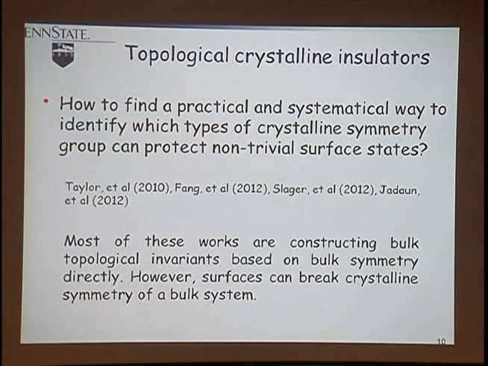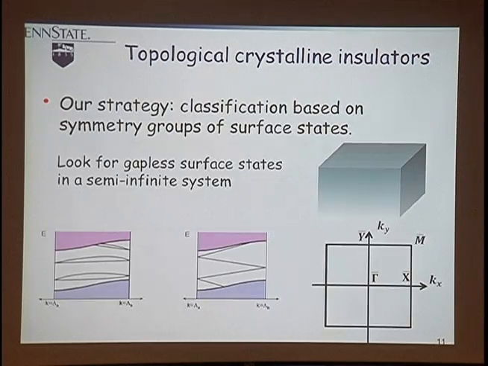So the bulk symmetry and the surface symmetry will be different. In this way, it's not so efficient if you really want to find some materials. So how to find that? Our strategy here is to do it in the opposite way. We do not directly look at the bulk topological invariant, but we look at the surface state directly. So we try to do a classification based on the symmetry group of the surface.